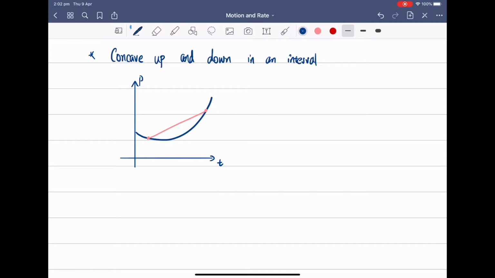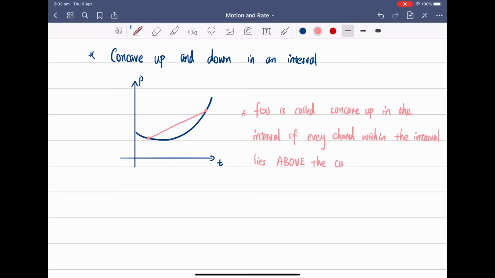All right, so the function f(x) is called concave up in an interval if every chord within the interval lies above the curve. Okay, so this is really important, lines above the curve.